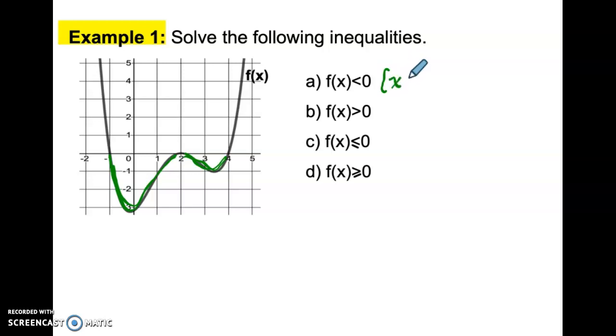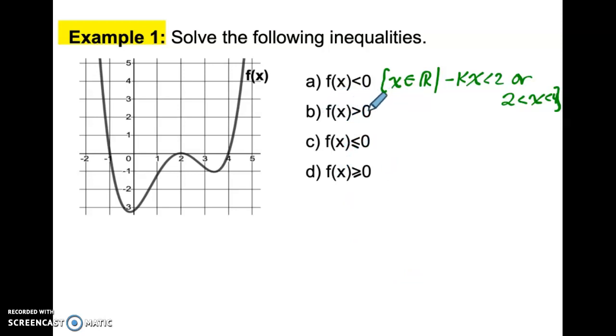So the solution for part A would be that x is an element of the real numbers such that it's between -1 and 2, or between 2 and 4. So that is when our y value will be negative. And we're not putting equal to because at -1, 2, and 4, it's not negative, it's 0.